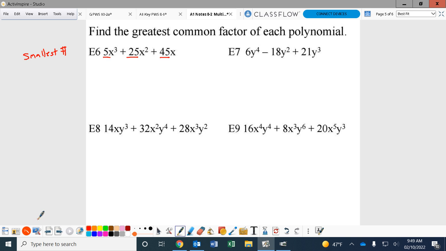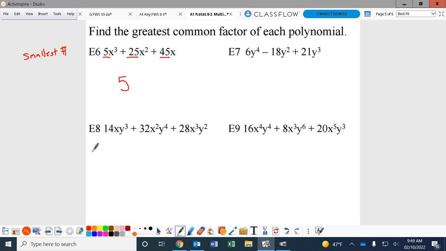Okay? Does that number, 5, go into 25 and into 45? So that would be part of your GCF, 5. 5 goes into all of them, so that's part of your GCF. That's the biggest number that will go into all of them. But we find that by starting with the smallest of the three numbers in this case.